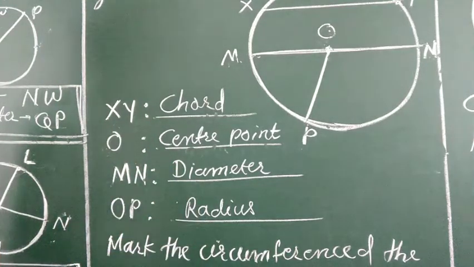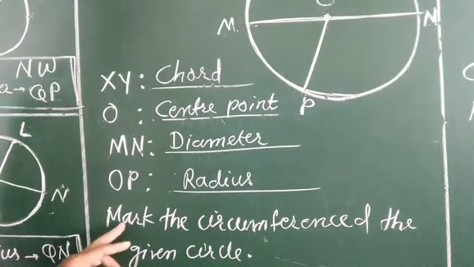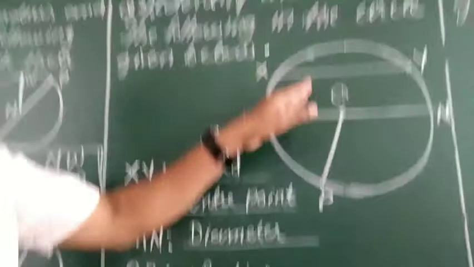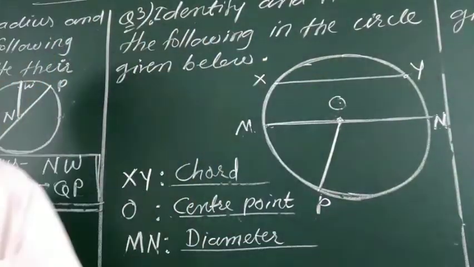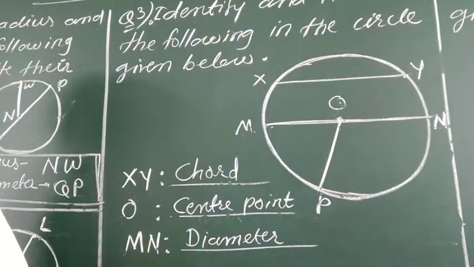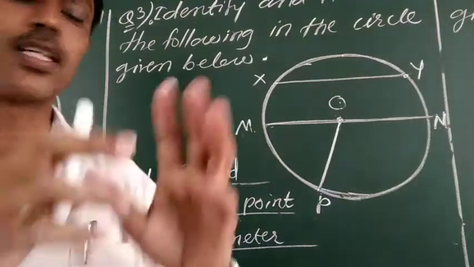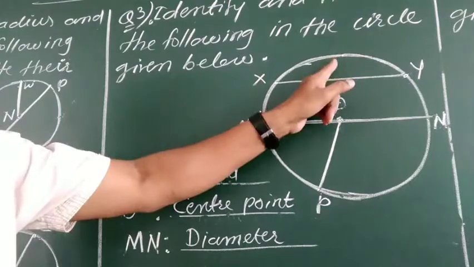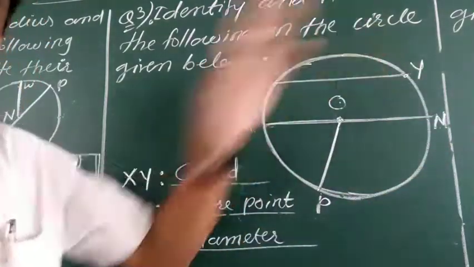Now our next question is here again. See, mark the circumference of the given circle. तो ये आपको जो सर्कल दिया है बेटा, इस सर्कल का circumference आपको मार्क करना है. So what is meant by circumference? बेटा, circumference is the total length of this circle. ये जो सर्कल होता है, इस सर्कल का जो लेंथ होगा, it is called circumference.